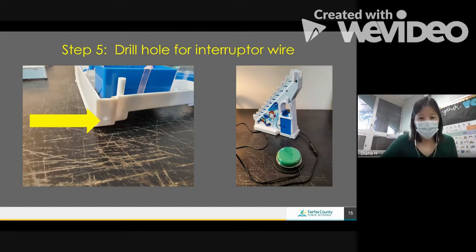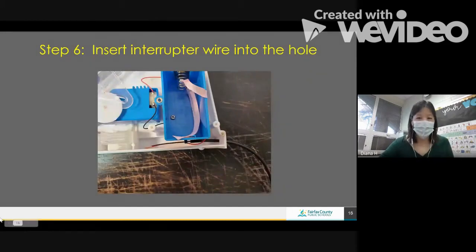All right, let's move on to step 6. Step 6 is inserting the interrupter wire into the hole that you just drilled. At this point, you want to test fit the interrupter wire to ensure that the fit of the wire is snug. When you insert the wire, you want to feel a little bit of pressure to ensure that the wire does not come loose.